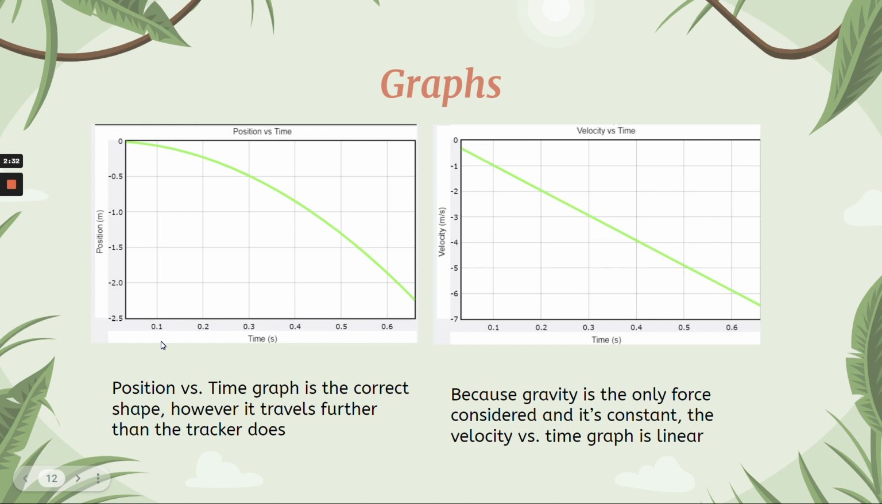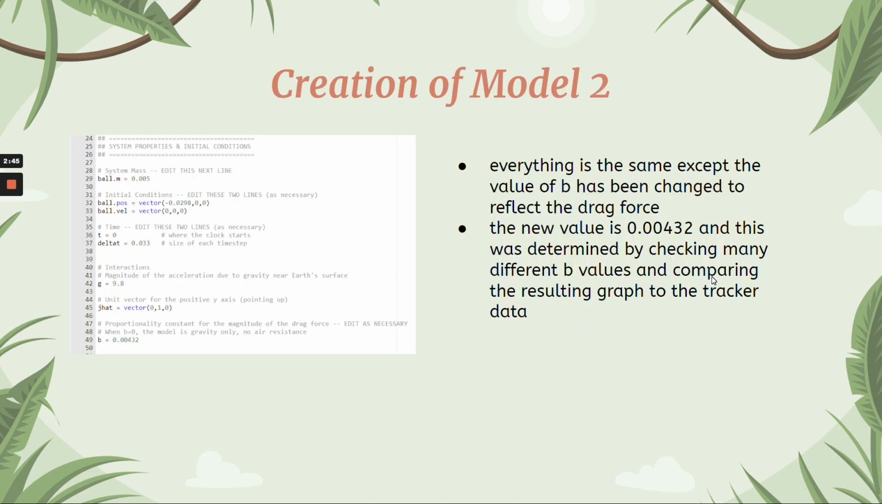So then here are the graphs created. The position versus time graph is the correct shape. However, it travels slightly further than the Tracker video does. The Tracker video ends about right up here. And then because gravity is the only force considered and it's constant, the velocity versus time graph is linear.